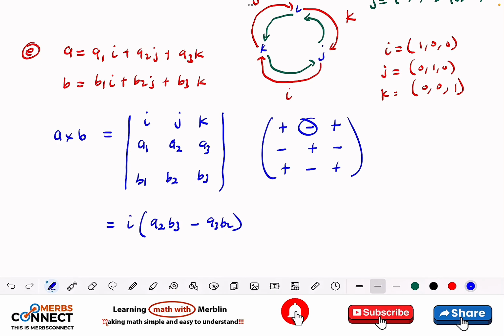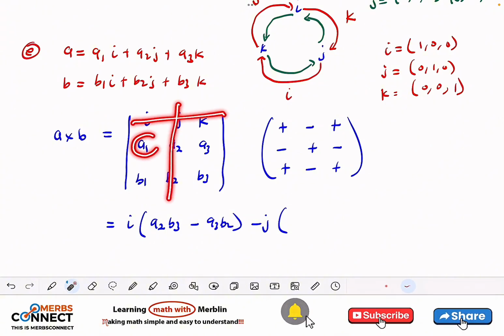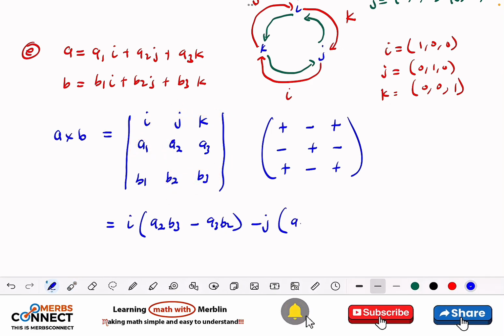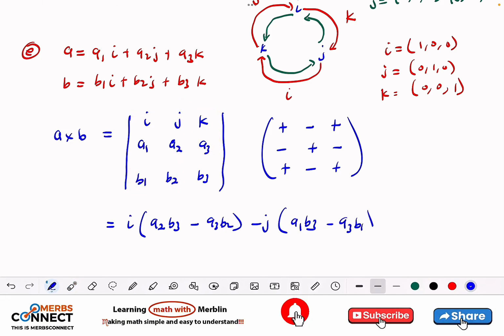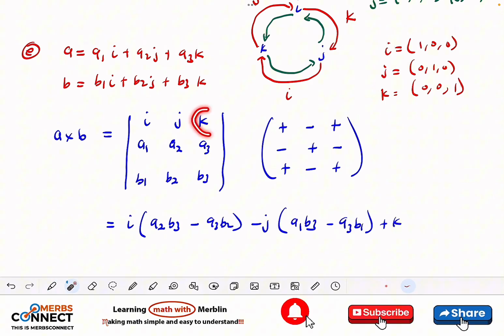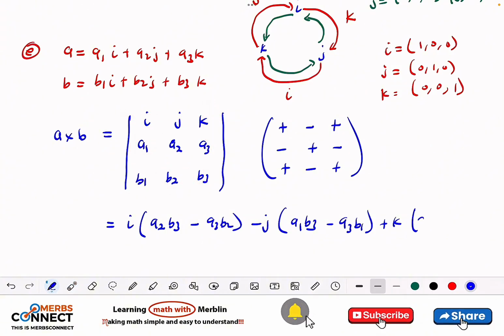Then when I move to this, this is minus, so I'm going to have minus j, open bracket. Now this out, so I'm left with a1 times b3, and then when I cross it, a3 times b1, minus a3 times b1, plus k, because this is positive. And when I cancel this guy and this guy, a1 times b2 minus, definitely this one will be a2 b1. Good.